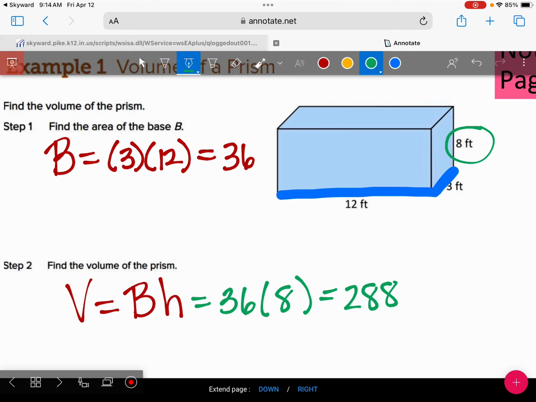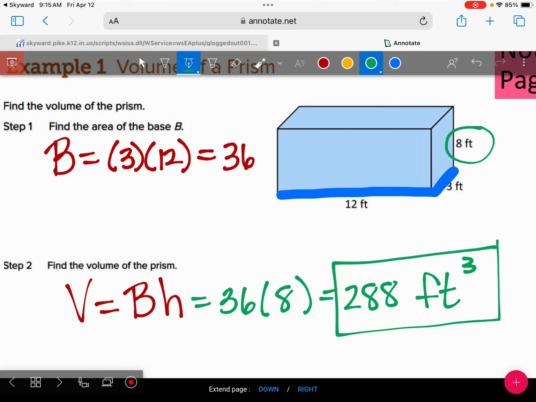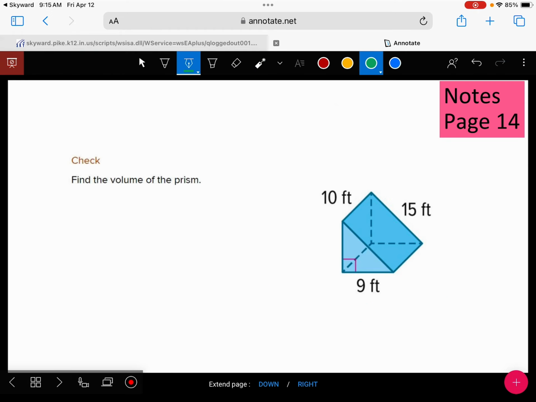Now, whenever we're talking about volume, it's always units cubed. Not squared, but units cubed. And that's it. That is volume of a prism. So essentially, if it's a prism, you're just multiplying all 3 numbers. That's really all you're doing. Multiplying all 3 numbers. All right, let's go to the next page.